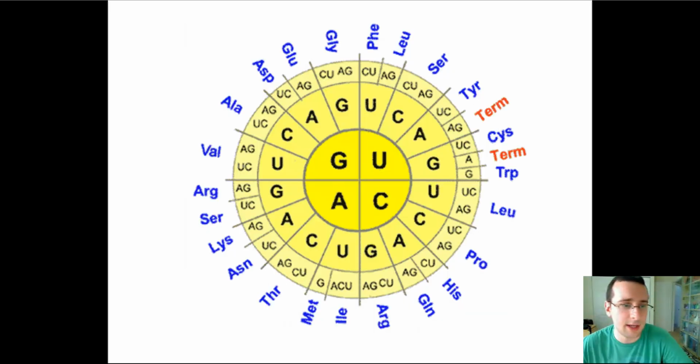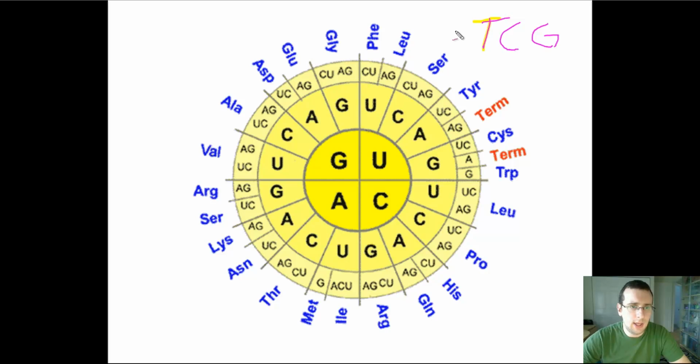Now, some codon tables look slightly different. They can sometimes look like this. So let's say, for example, that I gave you a DNA code that looks like this: T, C, and then G.